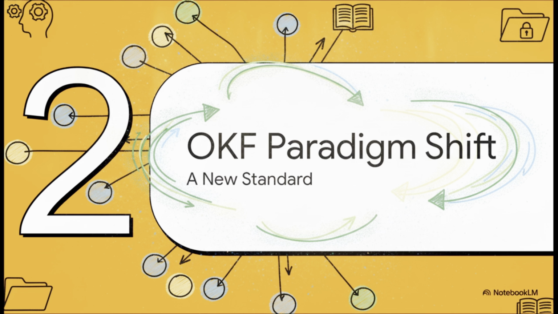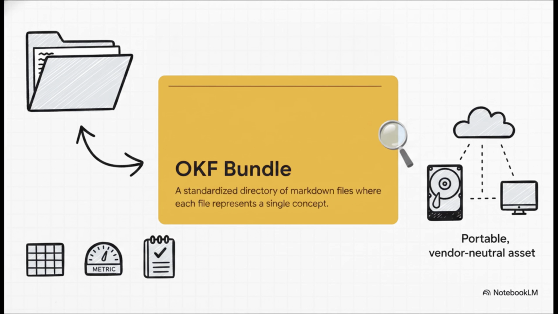Moving right along to Section 2, the OKF paradigm shift. Let's see how this creates a completely new way to store enterprise knowledge. Simply put, OKF treats your knowledge as a portable, vendor-neutral asset. It frees your data from being locked inside a black box database. Released recently by Google Cloud, an OKF bundle is really just a directory. There's no SDK, no runtime to manage, no proprietary API to install. Every single markdown file inside this directory represents exactly one concept. Maybe it's a specific table, a metric, or a playbook. And because it's just plain markdown, you own it entirely. It will easily outlive whatever software vendor you happen to be using today.